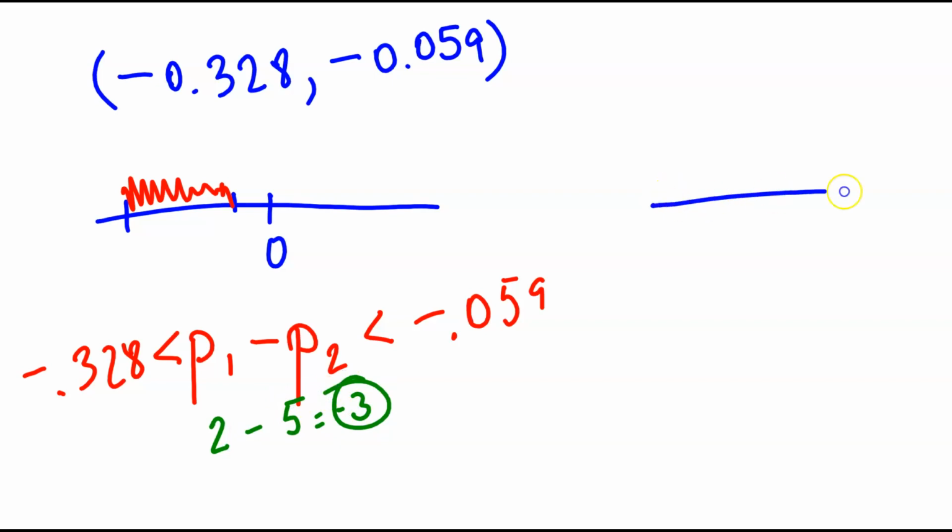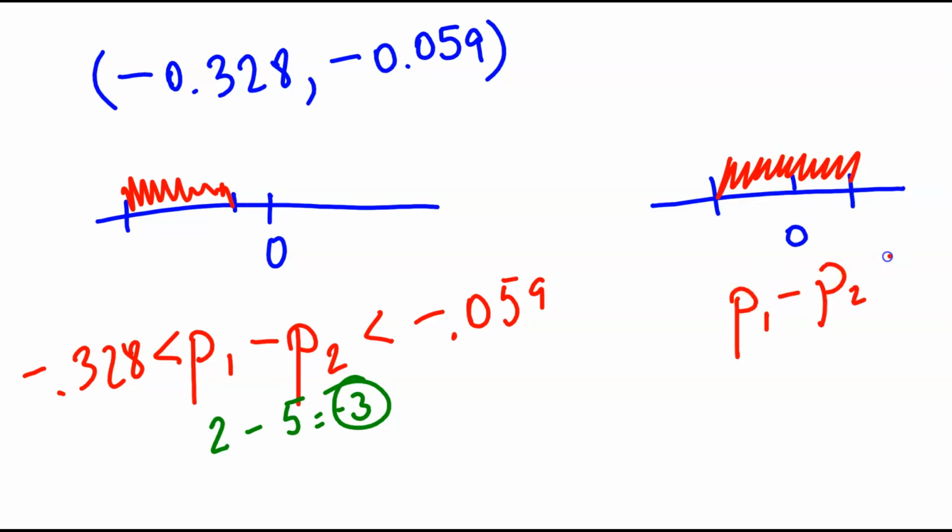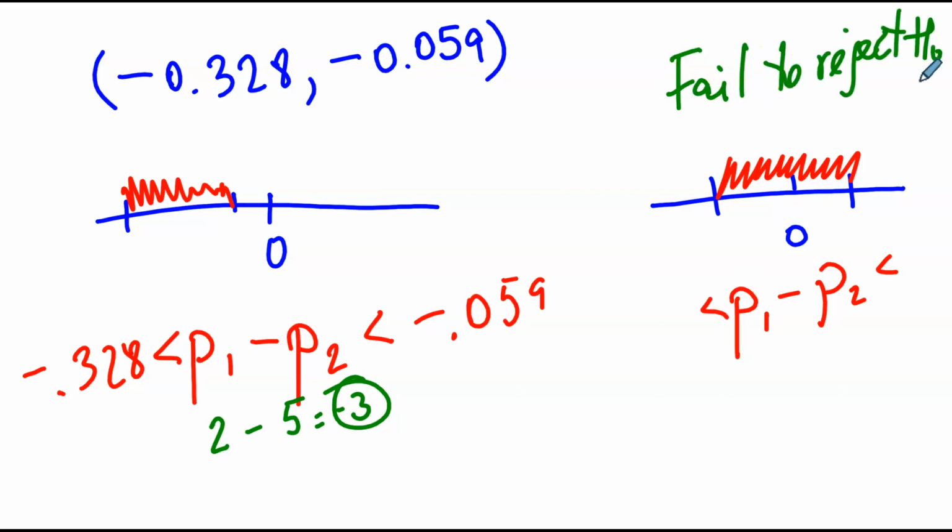And if our interval contains the zero, that means that there is not much difference between P1 and P2. In this case, we would fail to reject the null hypothesis because, in fact, P1 and P2 would be equal or almost equal. There will be no significant difference between them.